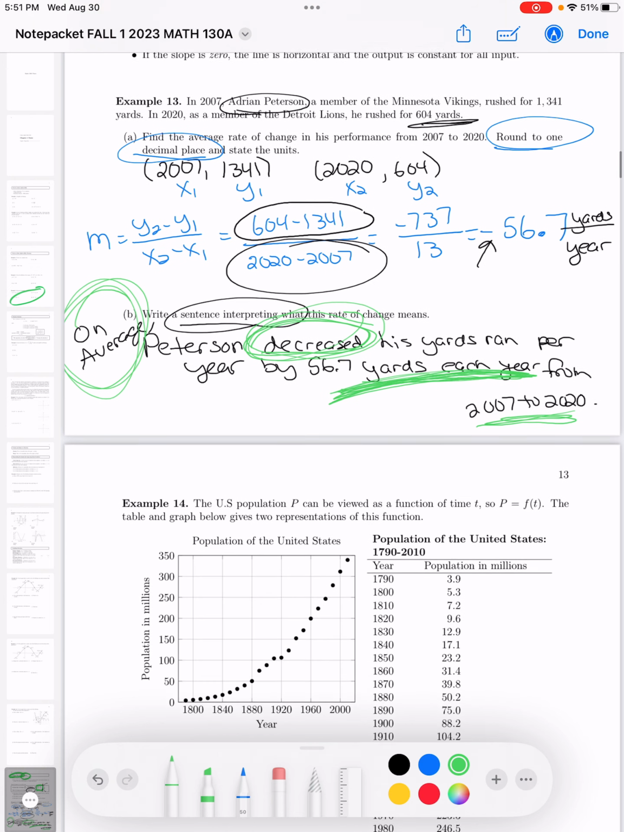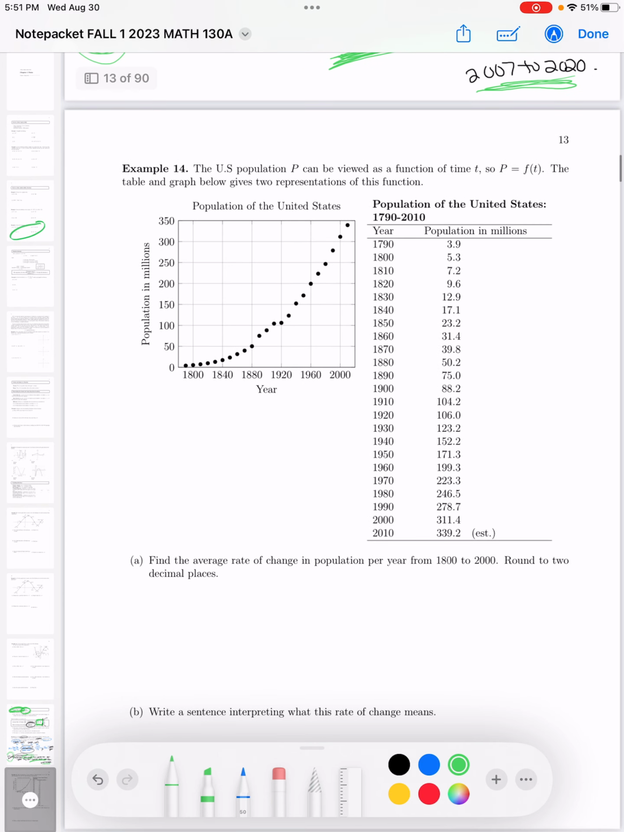So let's look at another one of these problems over here on the next page. And if you need to pause the video to write all that stuff down, go ahead and pause. You don't have to watch it all the way through in one sitting.